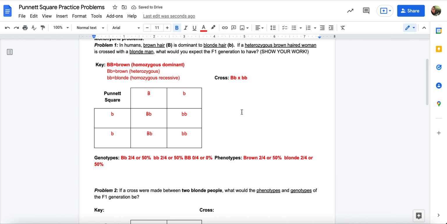That's how you solve a Punnett square. Each Punnett square is worth 5 points. 1 for the key, 1 for the cross, 1 for the Punnett square filled in correctly, 1 for the genotypes, and 1 for the phenotypes.